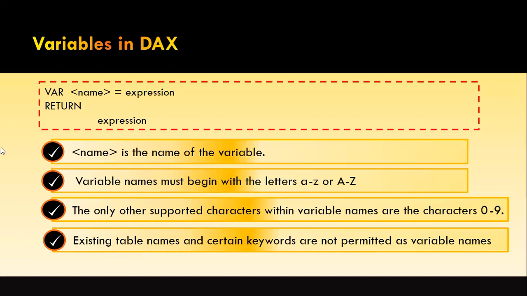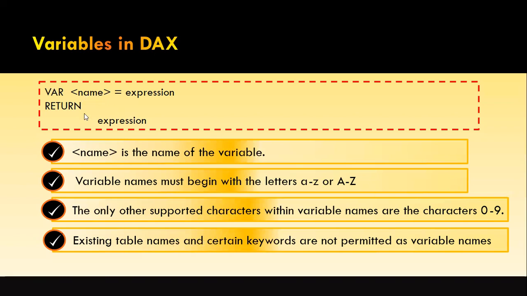Now let us understand the syntax for the variable. You need to specify this keyword before you start creating your variable. Only then can Power BI understand. For example, the name of your variable. The variable name must begin with the letters a to z or capital A to Z. The only other supported characters within variable names are the characters 0 to 9. For example, your variable name is total sales 09, or week 04 sales. You can use a numeric value along with the text, but the variable name must begin with letters.